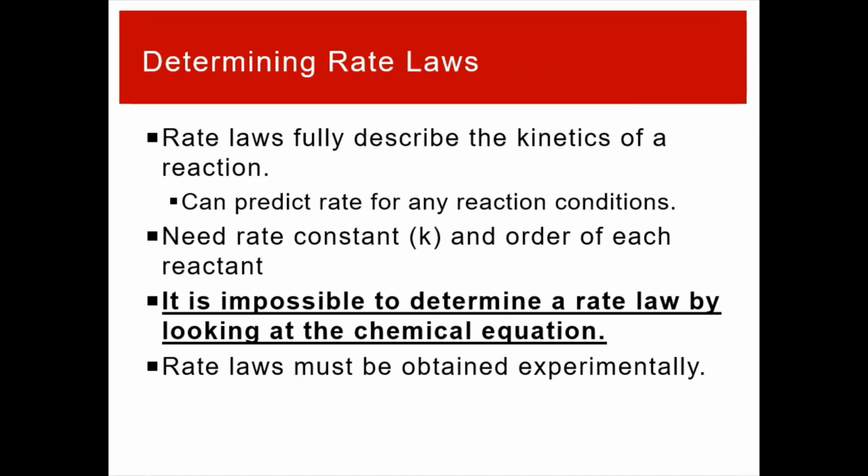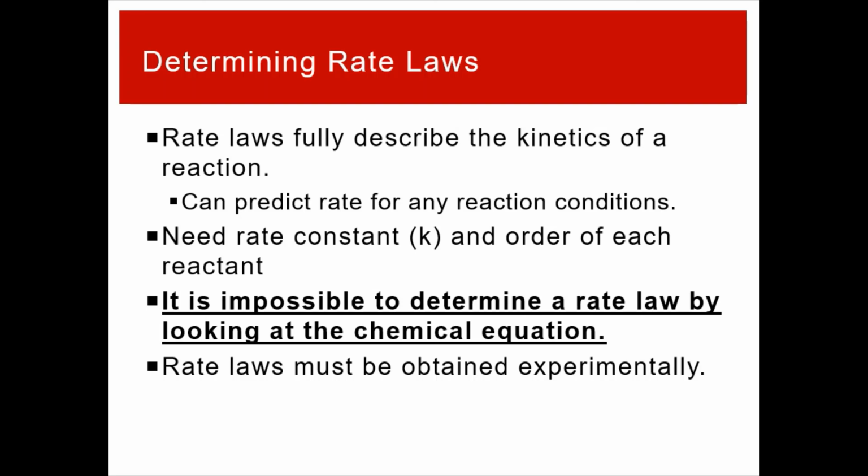So now that we're familiar with what rate laws look like and the different features of them, we want to return to their importance. Rate laws fully describe the kinetics of a reaction, right? You can predict the rate for any reaction conditions at whatever temperature you're looking at. And that lets you design reactions. How much of all the different reactants are you going to put in to obtain your desired rate? You want to control how fast your chemical reactions are occurring. So in order to do that, for any given reaction, you need the rate constant and you need an order for each reactant. So you need that for everything.